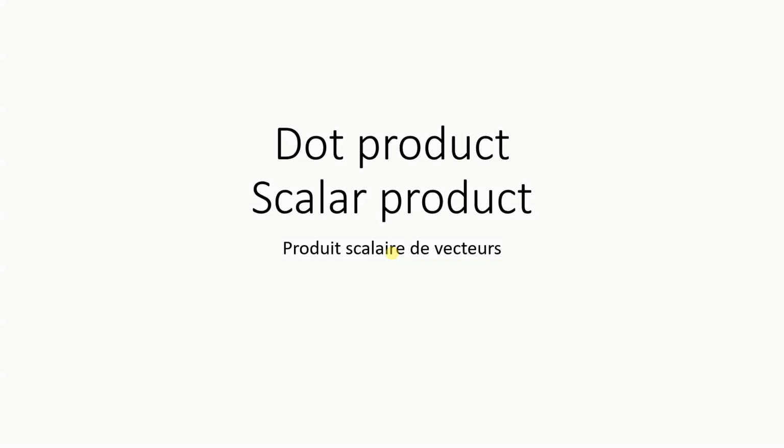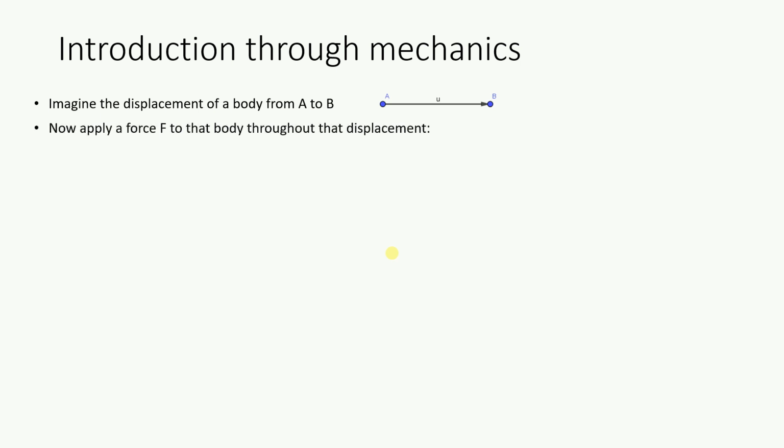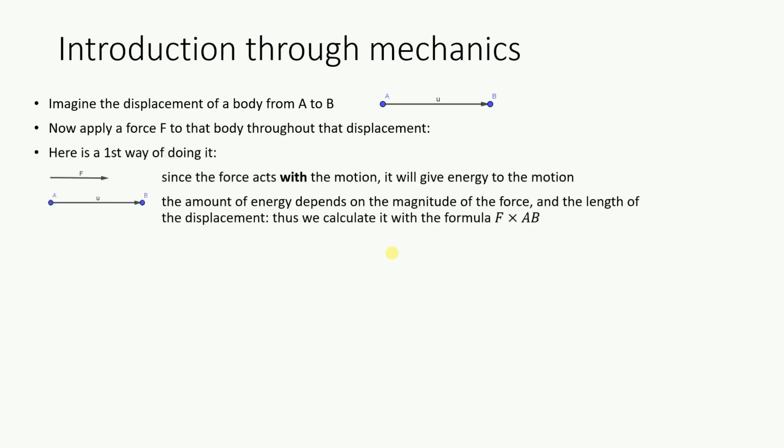In this video, we're going to define what the dot product of two vectors is. We're going to introduce that through mechanics. So imagine you have a body moving from point A to point B, and you apply a force to that body. If your force has the same direction as your displacement, your motion, it will help the motion and so bring energy to it.